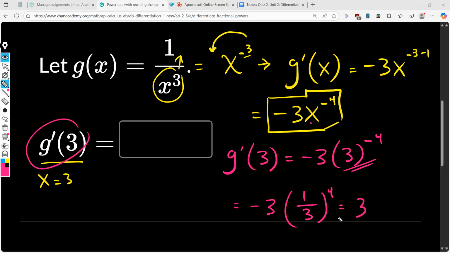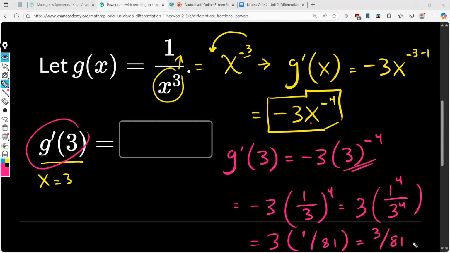That's going to be 3. You have an exponent applied to a fraction. It goes to both the numerator and denominator. So that's going to be 1 to the 4th over 3 to the 4th. The exponent got applied to both top and bottom. We still have 3. 1 to the 4th is just 1. And 3 to the 4th is 3 multiplied 4 times. That's 81. 3 times 1 over 81 is going to be 3 over 81.